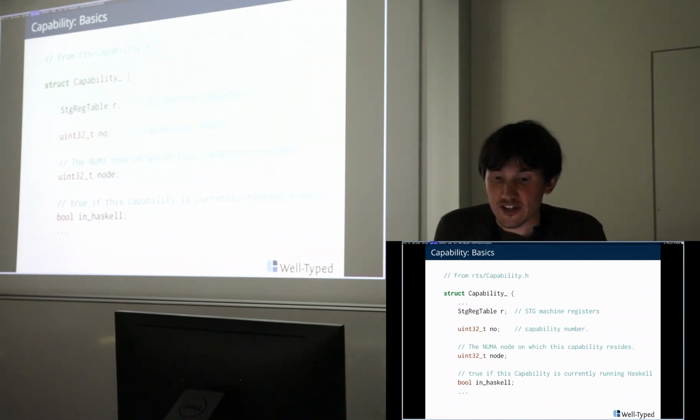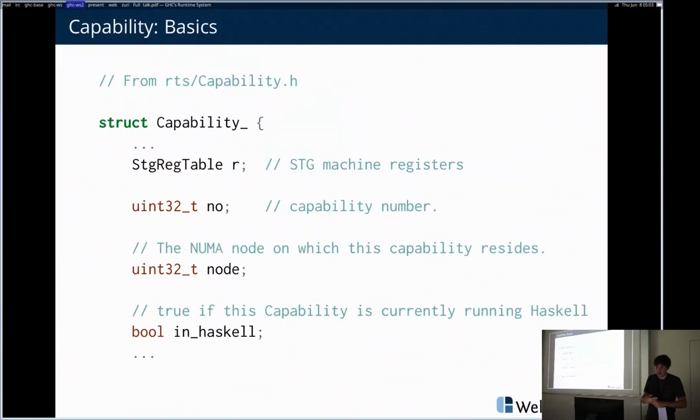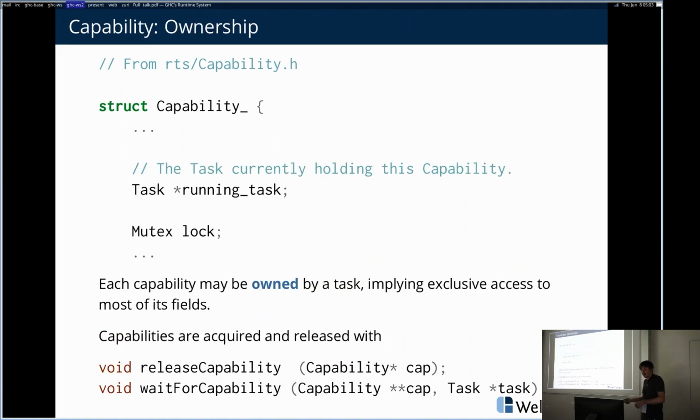So what is a capability? Well, it consists, as I said, of a set of STG machine state. We have the NUMA node where we like to run this capability, and whether the capability is currently actually running Haskell or if it's suspended. Moreover, capabilities are owned by tasks, so a capability is owned by a particular operating system thread. This gives that task exclusive access to much of the state that we're going to see in the next few slides in the capability structure.